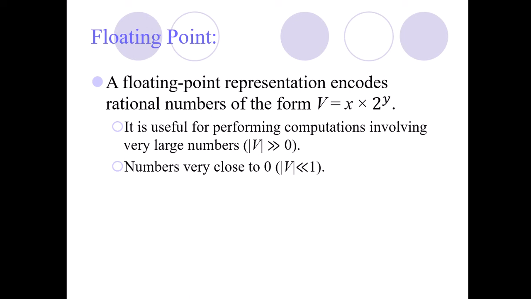This representation encodes rational numbers of the form x cross 2 raised to power y. It is useful for programming computation involving very large numbers where the number of bits is very much greater than 0. Here v is representing the number of bits. So numbers very close to 0, for that type of numbers also we need a large number of bits, so that's why we use floating point numbers.